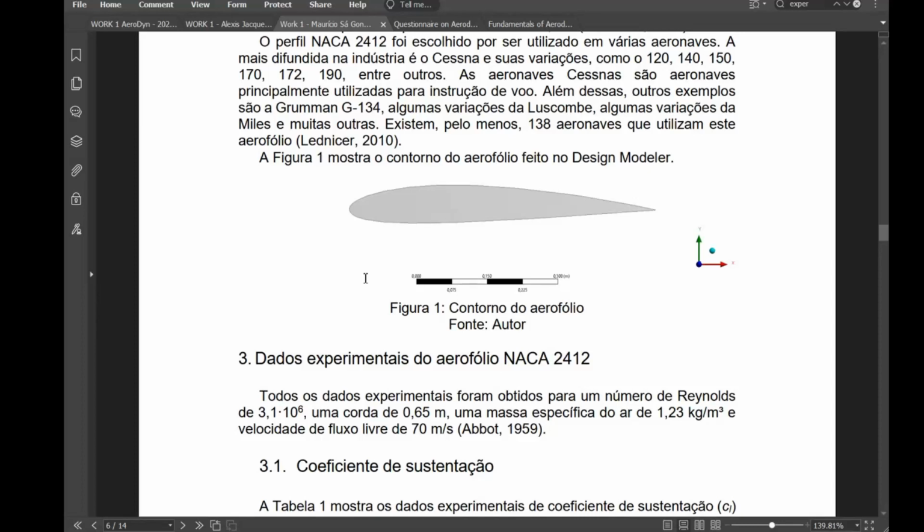Here in work 1, we prepare for simulation. In work 2, we make simulation in inviscid flow without boundary layer. And in work 3, we use all previous knowledge to simulate with the turbulence model and boundary layer.